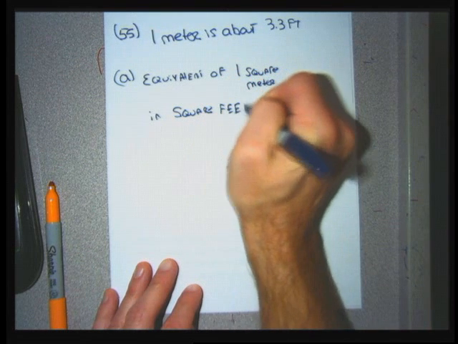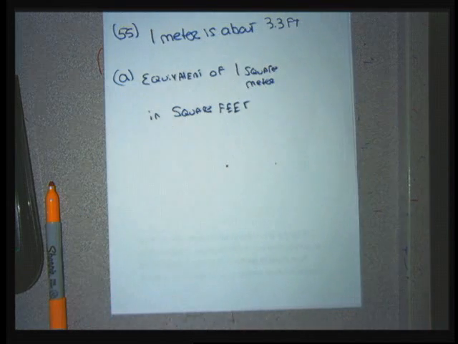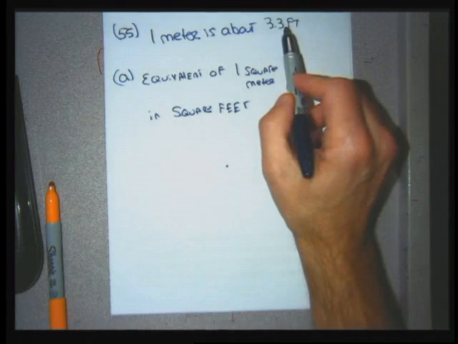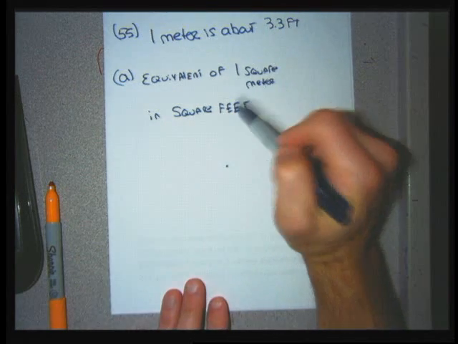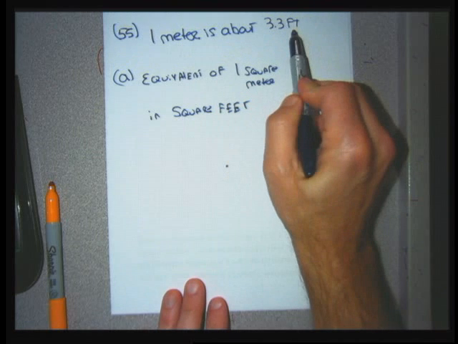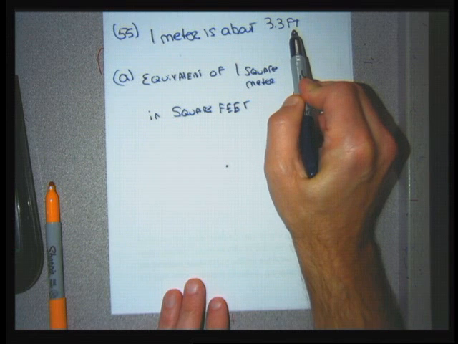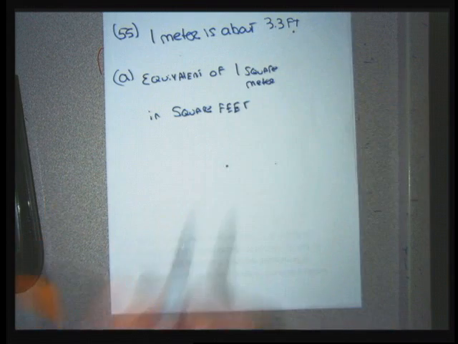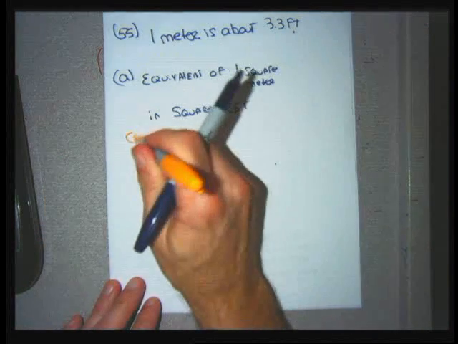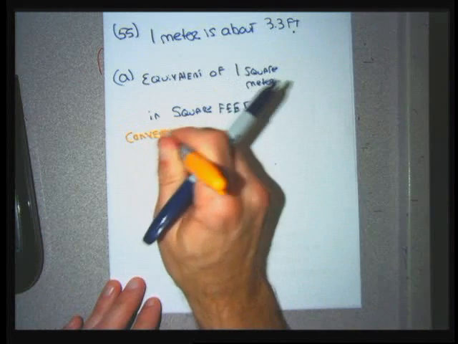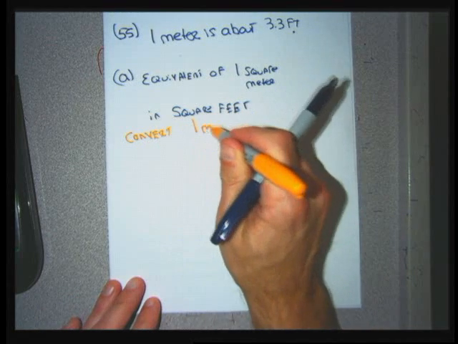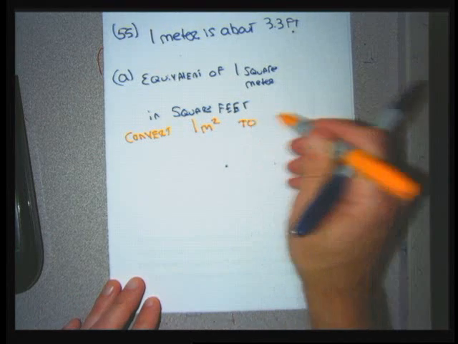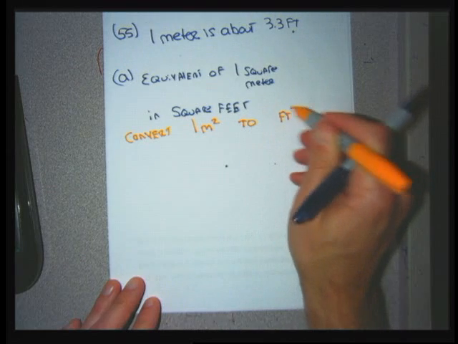This problem's a little bit friendlier than the one that I did. The one that I did, the units didn't match up. Here, I'm going from meters to feet. I have a relationship between meters and feet, but it's not square units to square units. So I'm going to convert. My goal is to convert 1 square meter, which is 1 meter squared, to square feet, which is feet squared.